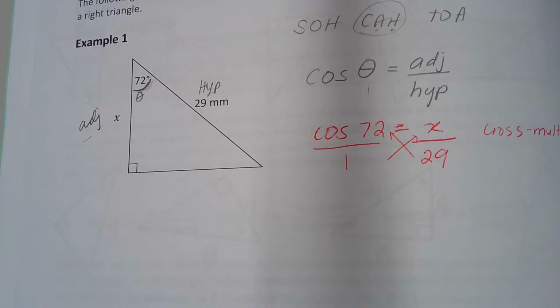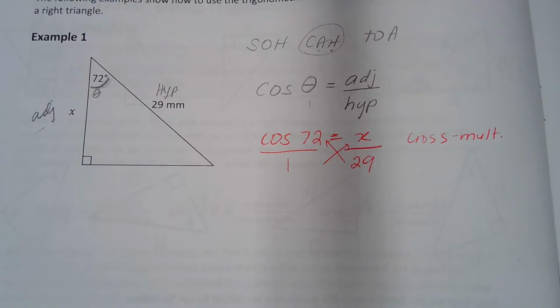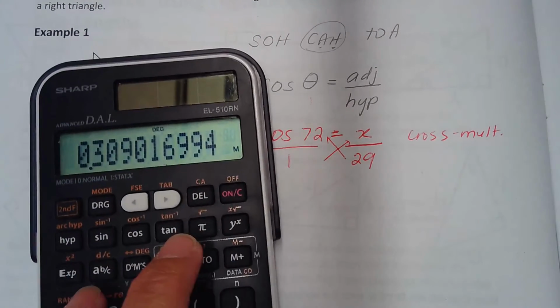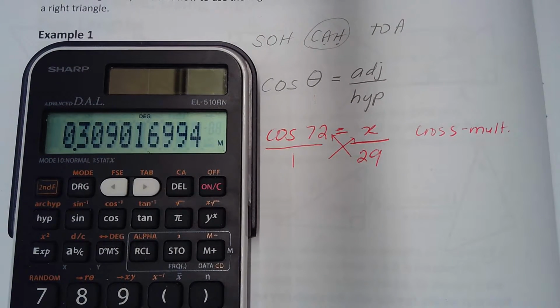What's cos of 72? Well, go try it on your calculator. Cos of 72 is a number. Did you get 0.3090? Yes? Okay. So when you see cos of 72, that's the ratio of adjacent side to hypotenuse, which is equivalent to 0.3090. So when you see cos of 72, that's just a number, just a value.